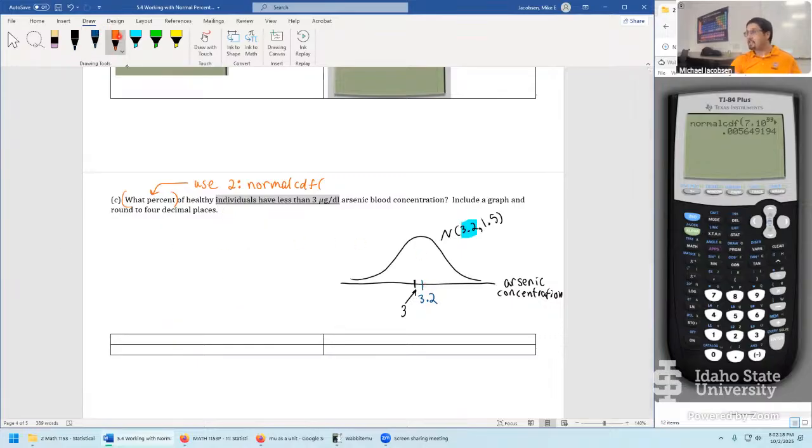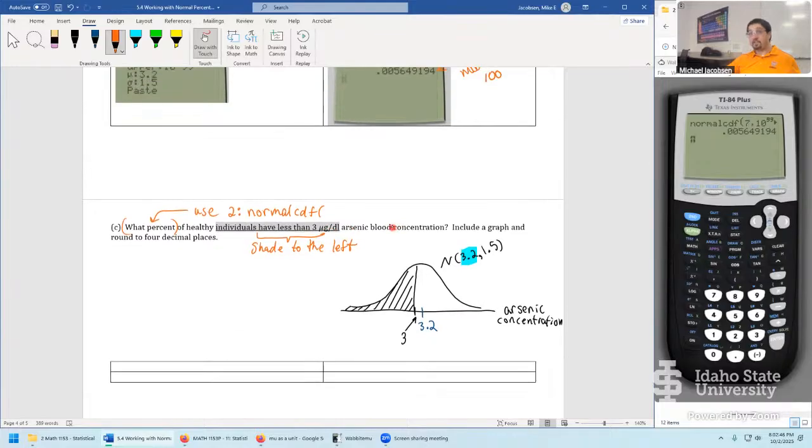And when it says have less than, this is now telling us to shade to the left. So that 3 we put down causes a boundary. That boundary cuts off the area. Shading to the left, I'll do it kind of a lazy way like this. Looks like this time. And now the inputs are different.